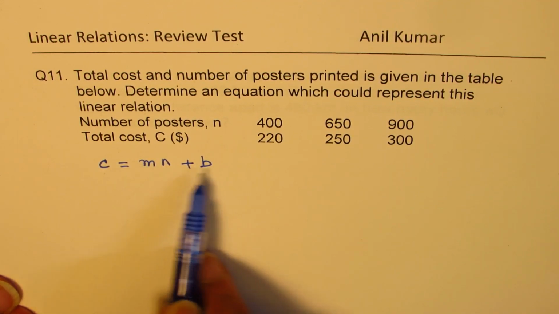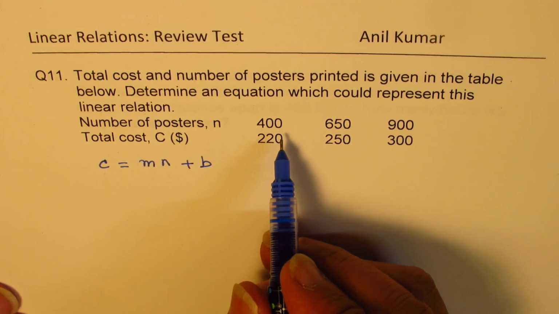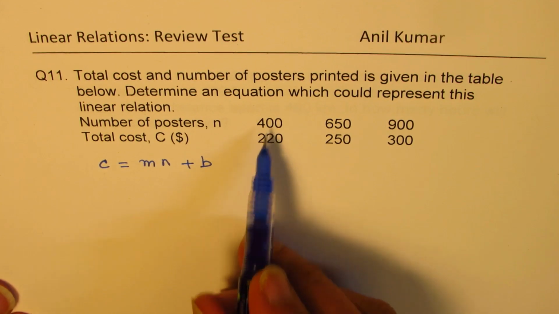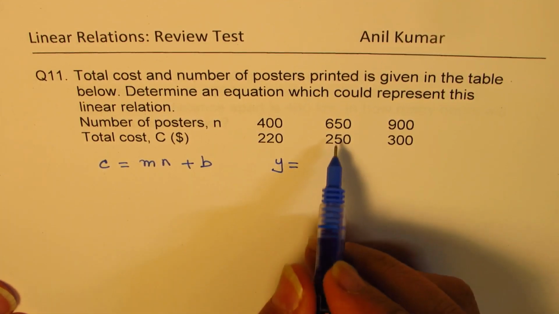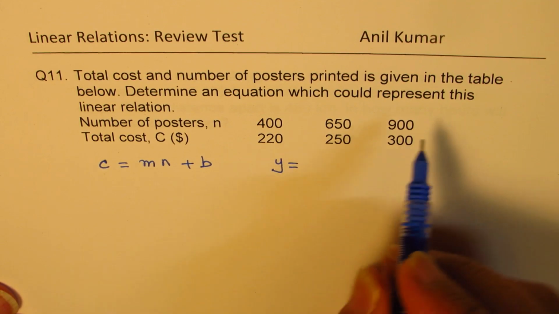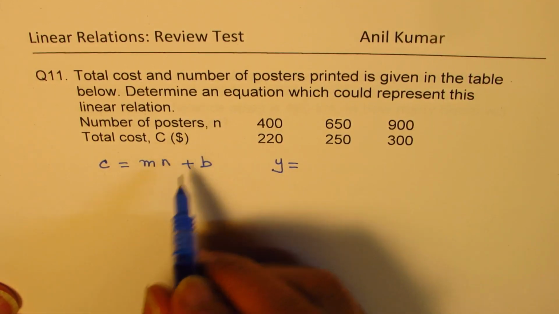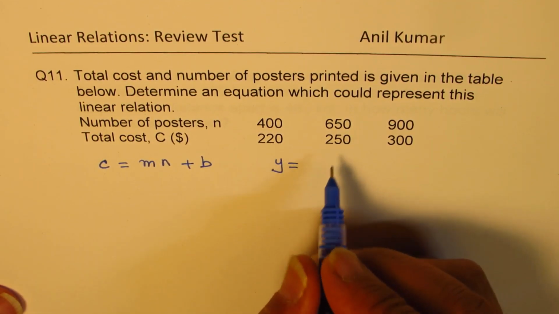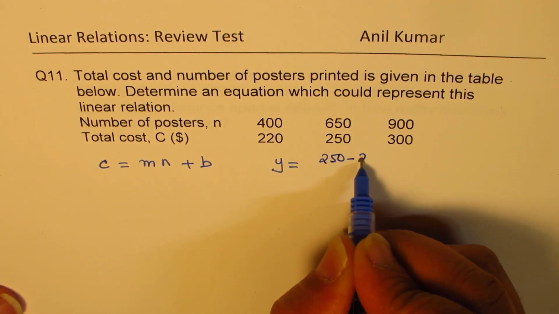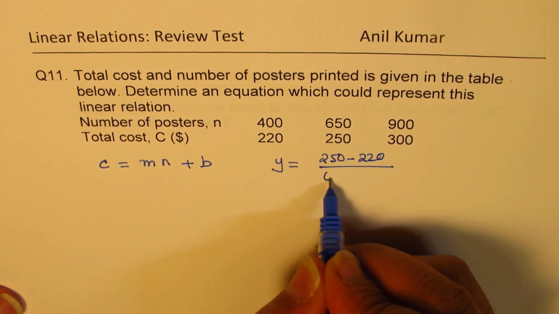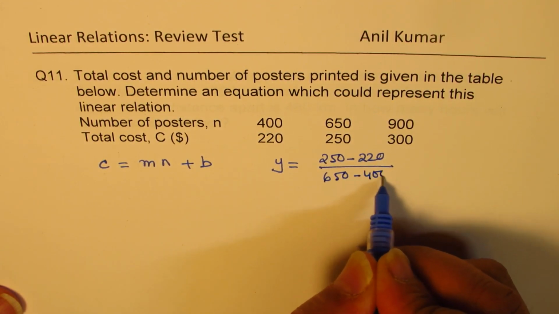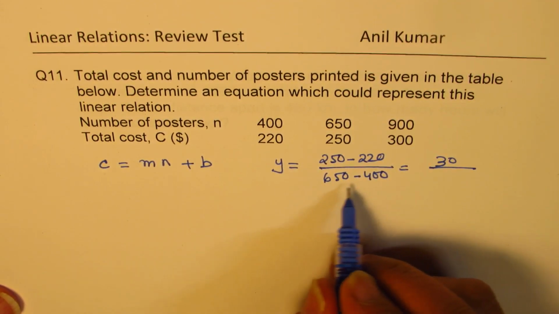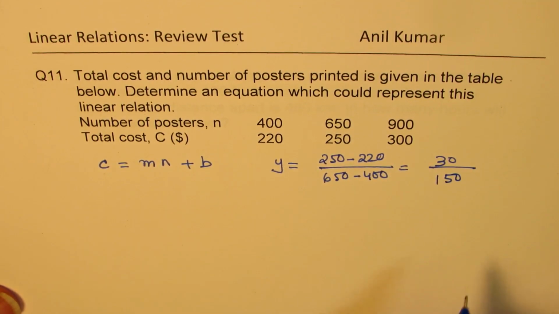Okay. How do we find slope? Now, we could find slope using any two values. Perfect. So to find slope, let's say y will be equal to, so these are your n values, so these are your independent variables and that is dependent, right? So the difference of these two, which is 250 minus 220 divided by 650 minus 400. Clear? So 250 minus 220 is 30, and here you get 250, and then 30 over 250, correct?